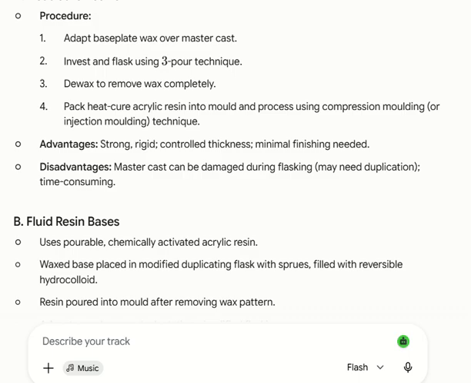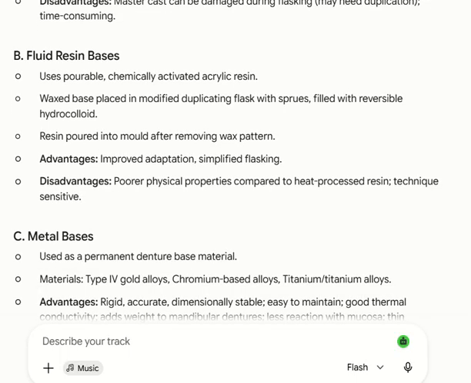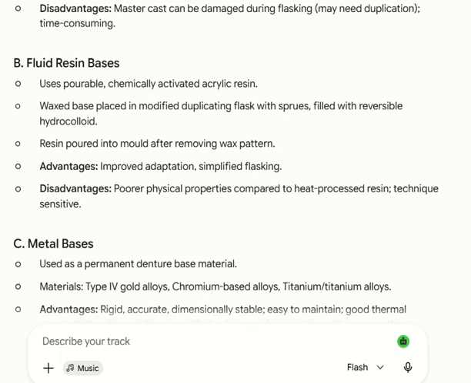B. Fluid resin bases. Uses pourable, chemically activated acrylic resin. Waxed base placed in modified duplicating flask with sprue, filled with reversible hydrocolloid. Resin poured into mold after removing wax pattern. Advantages: improved adaptation, simplified flasking. Disadvantages: poorer physical properties compared to heat-processed resin, technique sensitive. C. Metal bases. Used as a permanent denture base material.